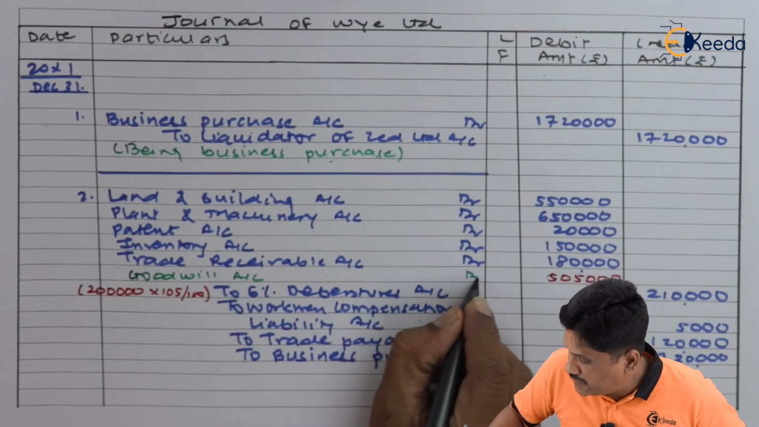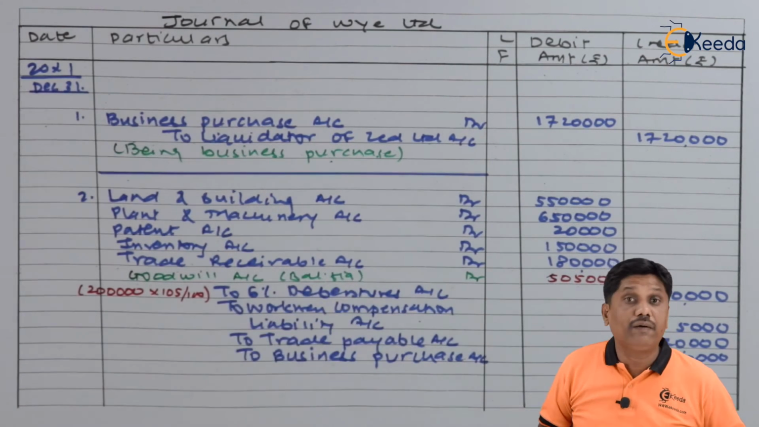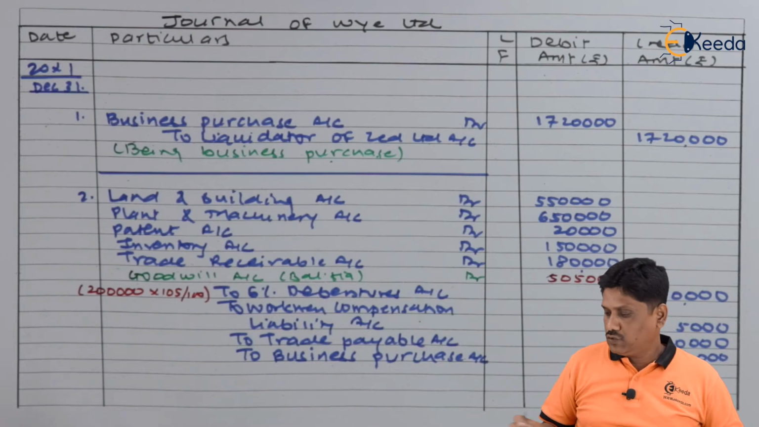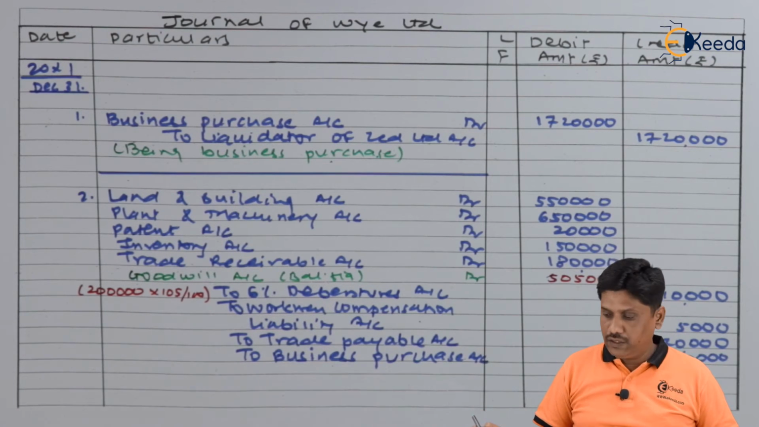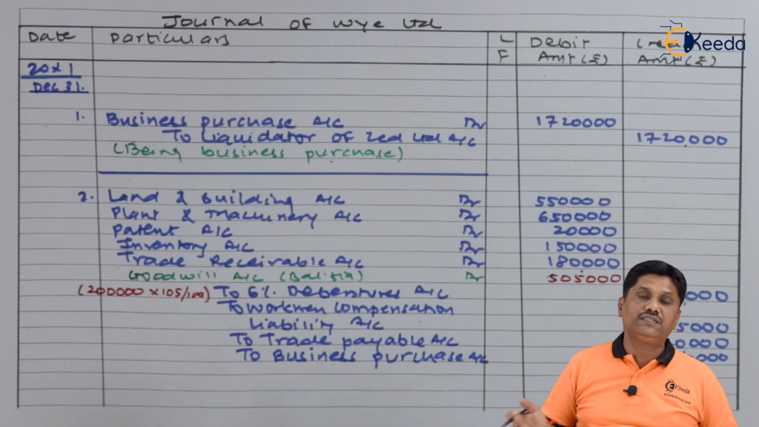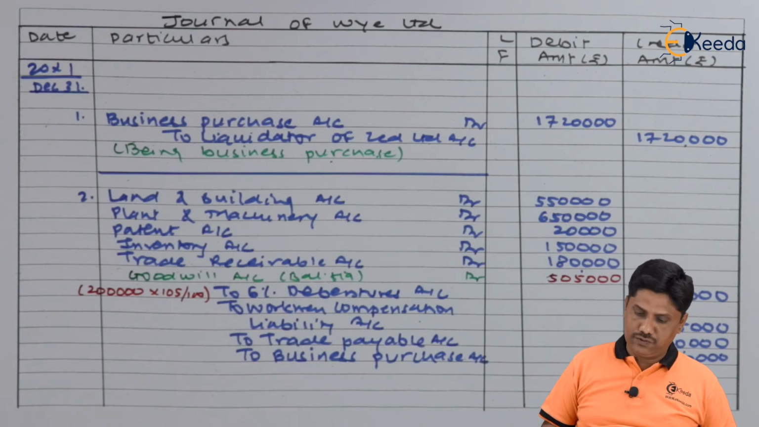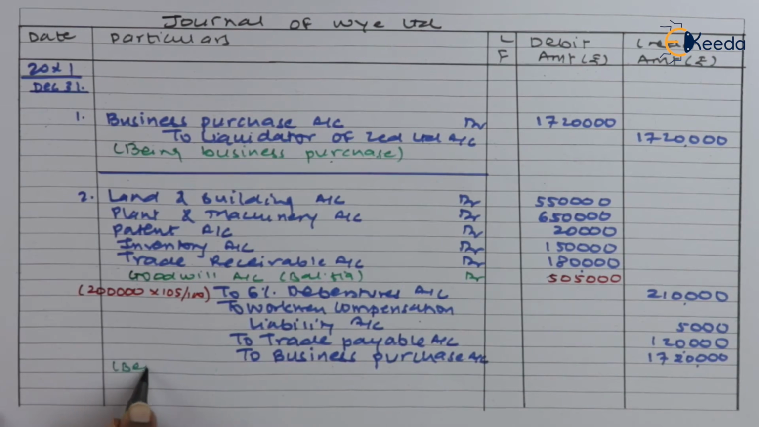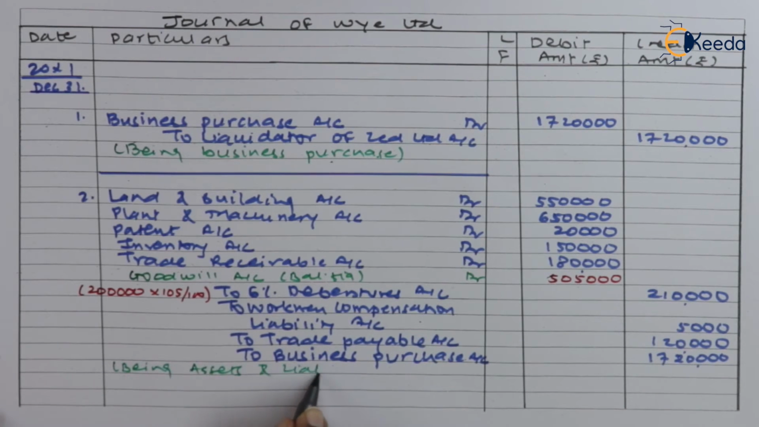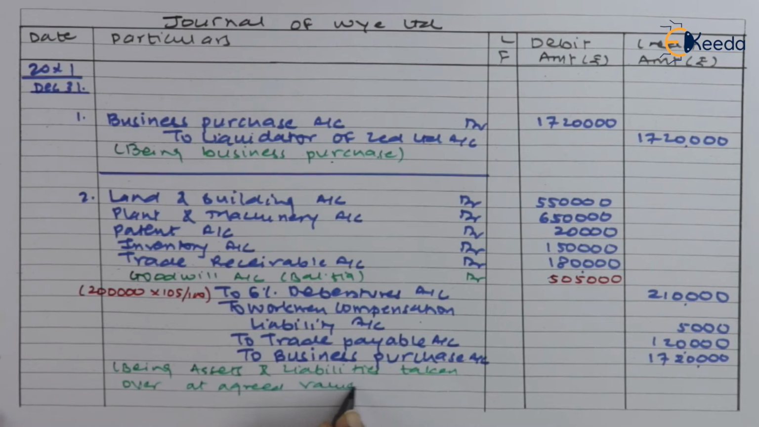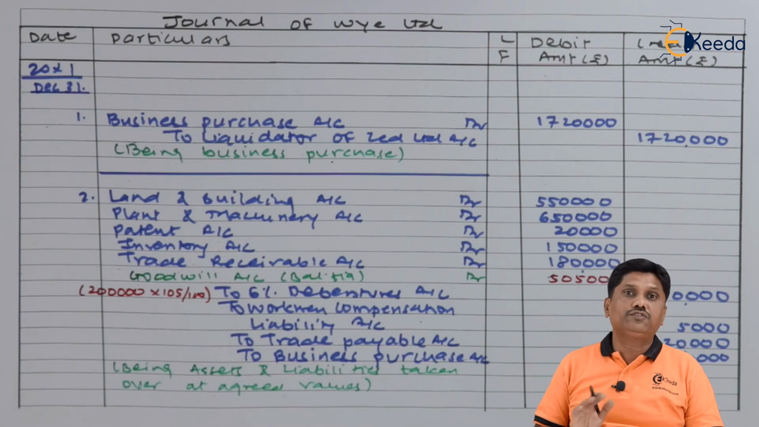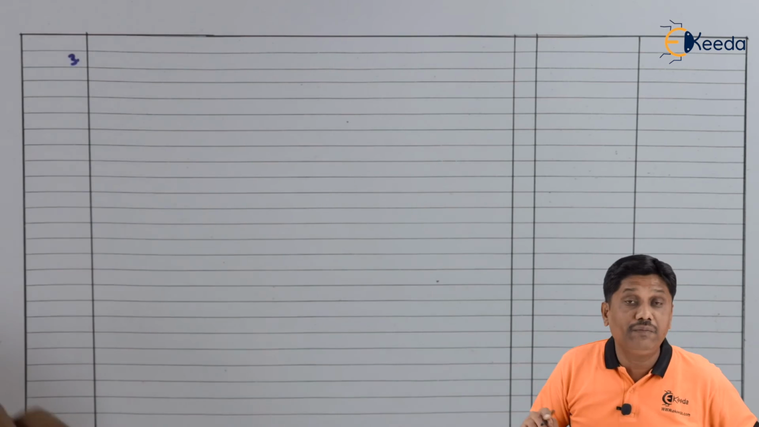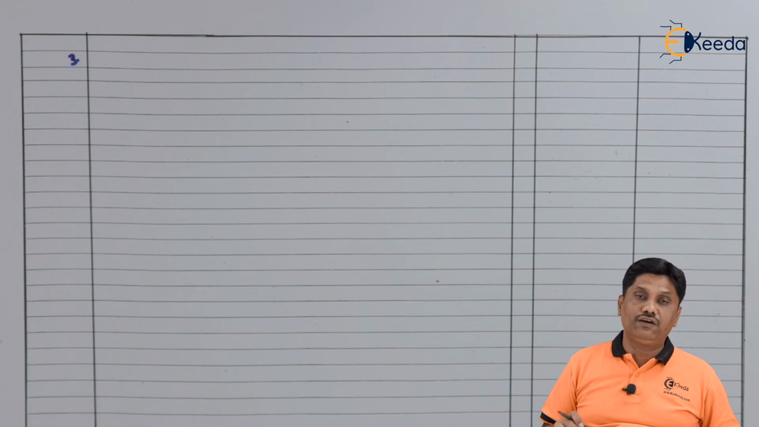Goodwill account is debited as a balancing figure. Right, so here I compared my PC with agreed values of assets and liabilities taken over. So the narration will be simple, being assets and liabilities taken over at agreed values. In this way, I have taken over assets and liabilities. Third entry is to discharge the PC. Entry number 3, we are discharging the liquidator of the vendor.